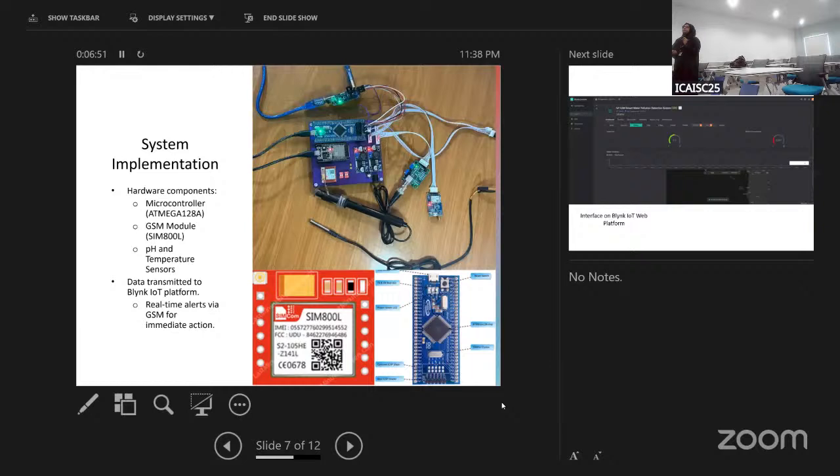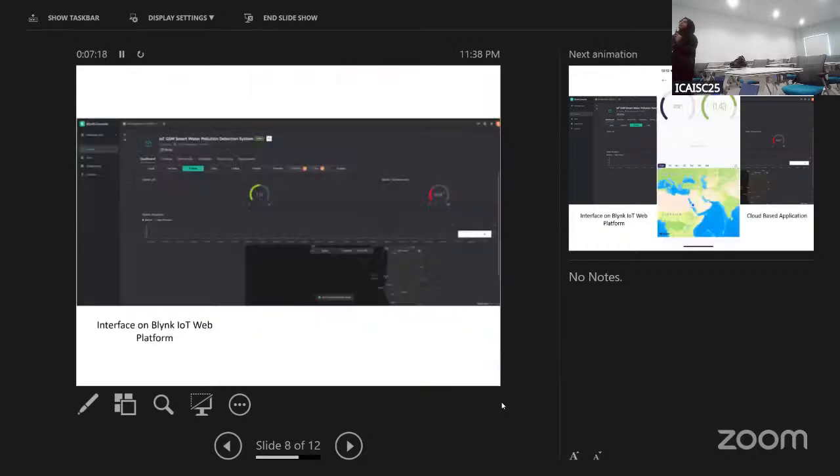For the system implementation, these are the components that have been used: microcontroller, GSM module, pH and temperature sensors, as well as their libraries for the application programming interfaces. We have transmitted the data to the Blynk IoT platform, where real-time alerts have been collected via the GSM for immediate action. So this is the Blynk platform, the interface on the Blynk IoT web platform.